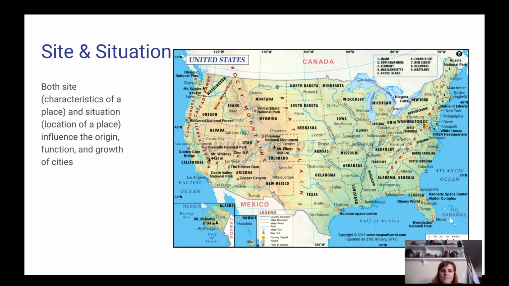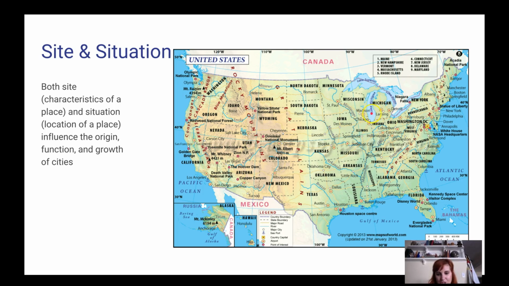And the last thing is just a review on site and situation. So site and situation are taken into account when settlements are established, right? Here's an example. Why is San Francisco located on the coast? Because it was important to have water access when a lot of these cities were developed, right? You'll notice that most big cities are on some sort of, or near some sort of water access, right?